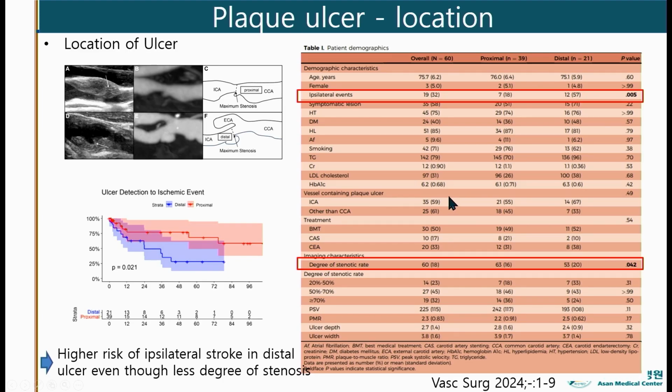The plaque ulcer's location is also important. If you divide the ulcers by the stenosis, into the location proximal to the stenotic area and distal to the stenotic area, the patient who has a distal ulcer shows a higher risk. So if there is a stenosis and a distal ulcer, that can increase the risk of ischemic stroke by 2 to 3 times compared to those who have a proximal ulcer.